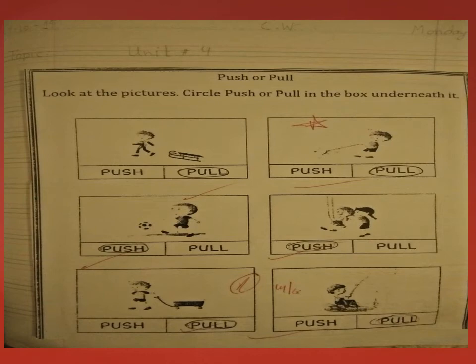This is the first worksheet which we had done. In the first picture, the boy is pulling the trolley, so we have circle pull. In the second picture, he's again pulling the rope of the dog. In the third picture, he's kicking the ball, so it's a push force. In the fourth picture, the girl is also pushing the other girl as she's taking the swing. And in the fifth picture, he's also pulling a trolley. And then in the last picture, he's also fishing, so we have to circle pull force here.